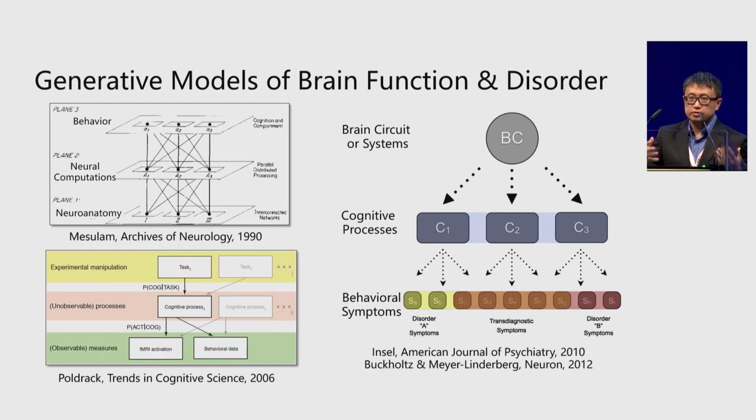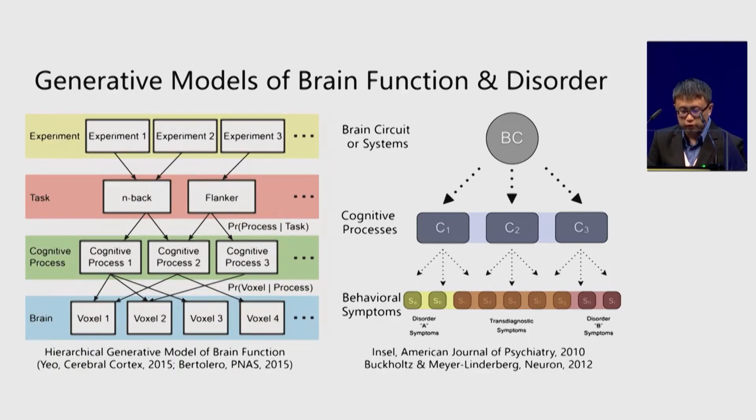The thing is that these are conceptual models. These are actually not mathematical models, so we cannot actually fit them to data. A few years ago, we developed a generative model that encodes the intuitive idea that different tasks might share multiple cognitive processes, which in turn activate overlapping brain regions.